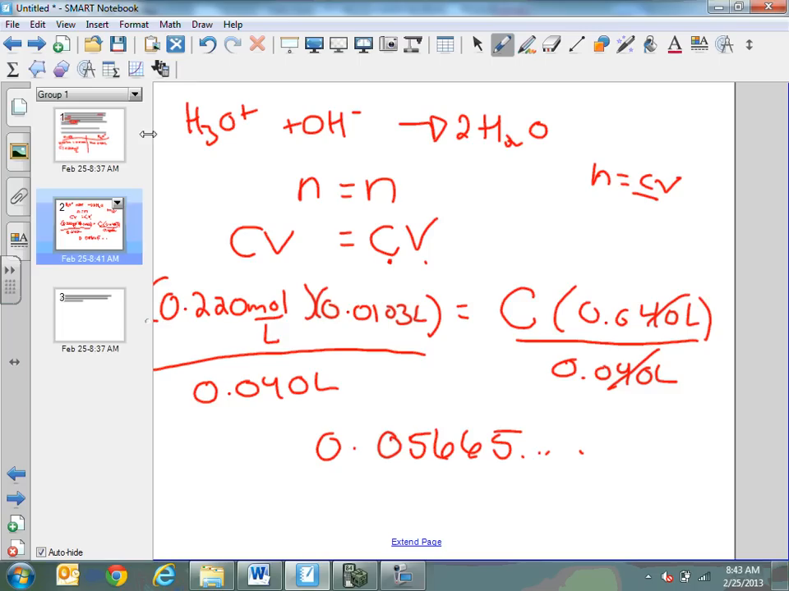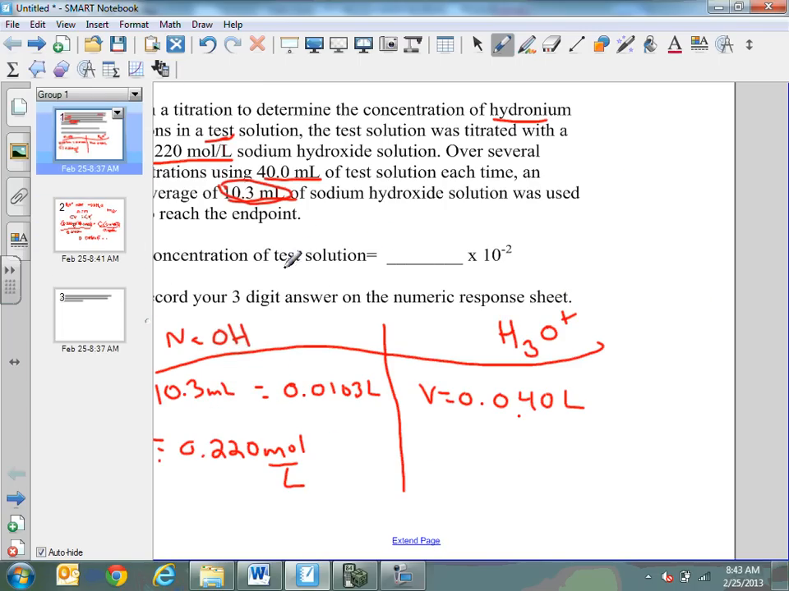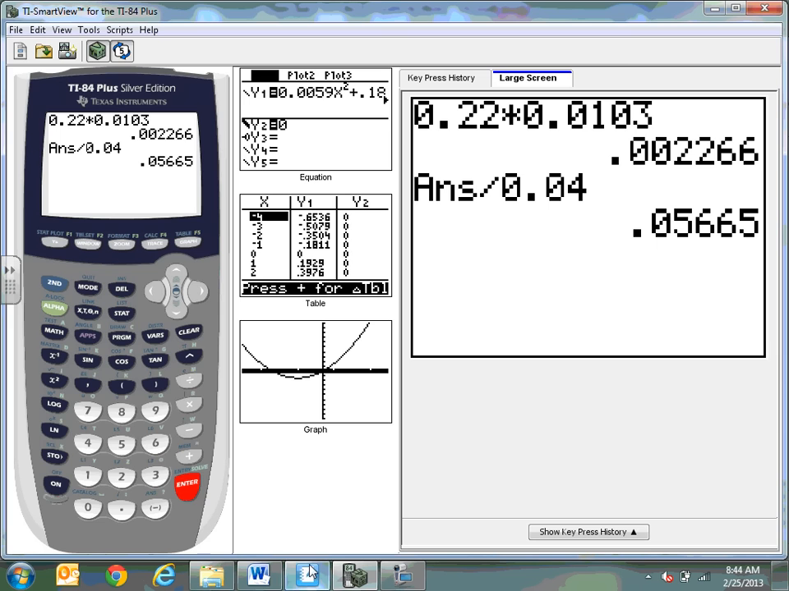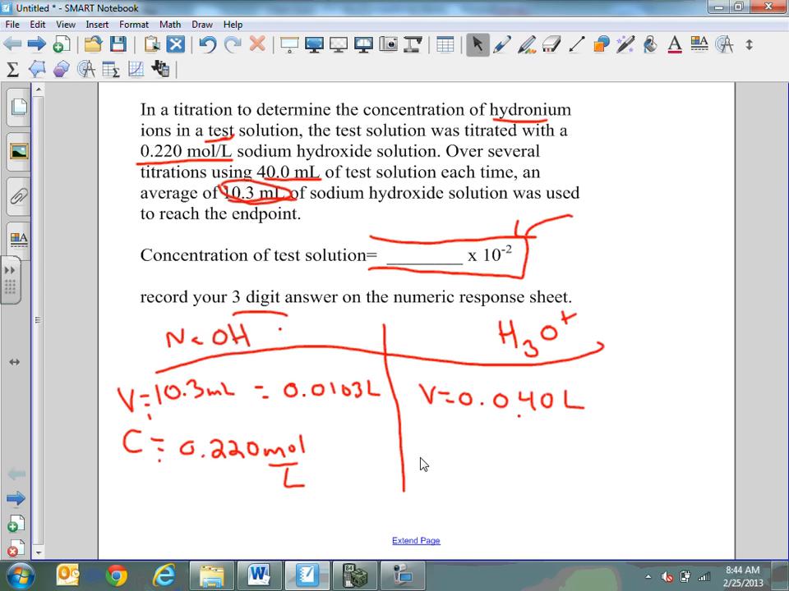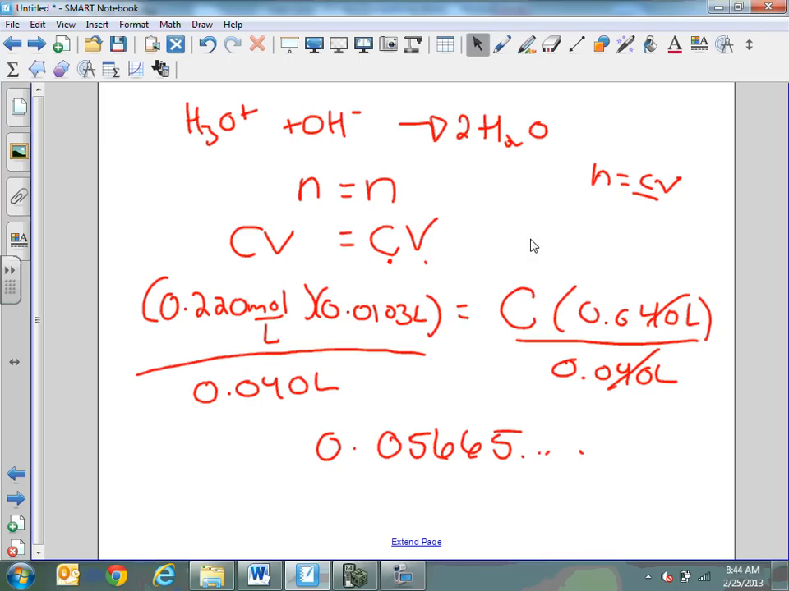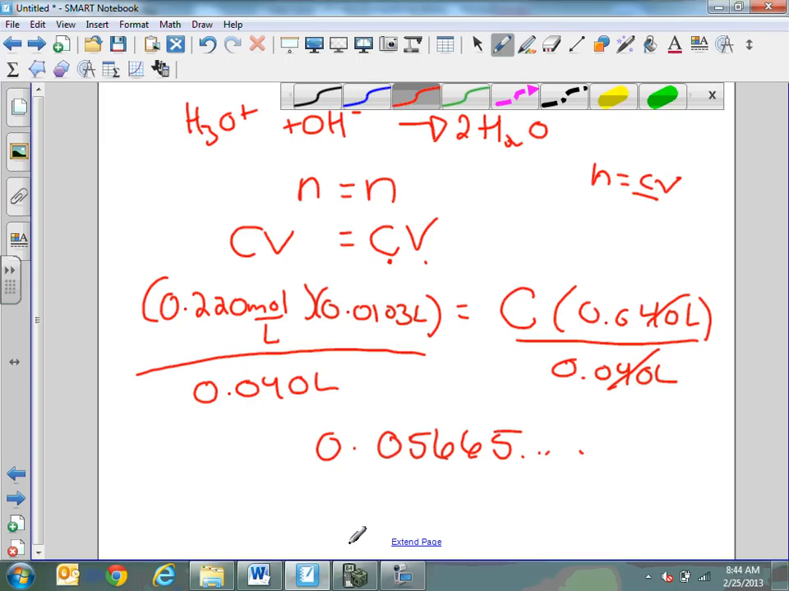If you go back to the original question, it says, record your 3-digit answer. Guys, this part of the question tells you that it needs to be in scientific notation. Some people put 0.05 or 0.06 as their answer, but it's telling me right here in the question that it's got to be times 10 to the minus 2. So if you go to your answer here, 0.05665, it's got to be in scientific notation, times 10 to the minus 2.